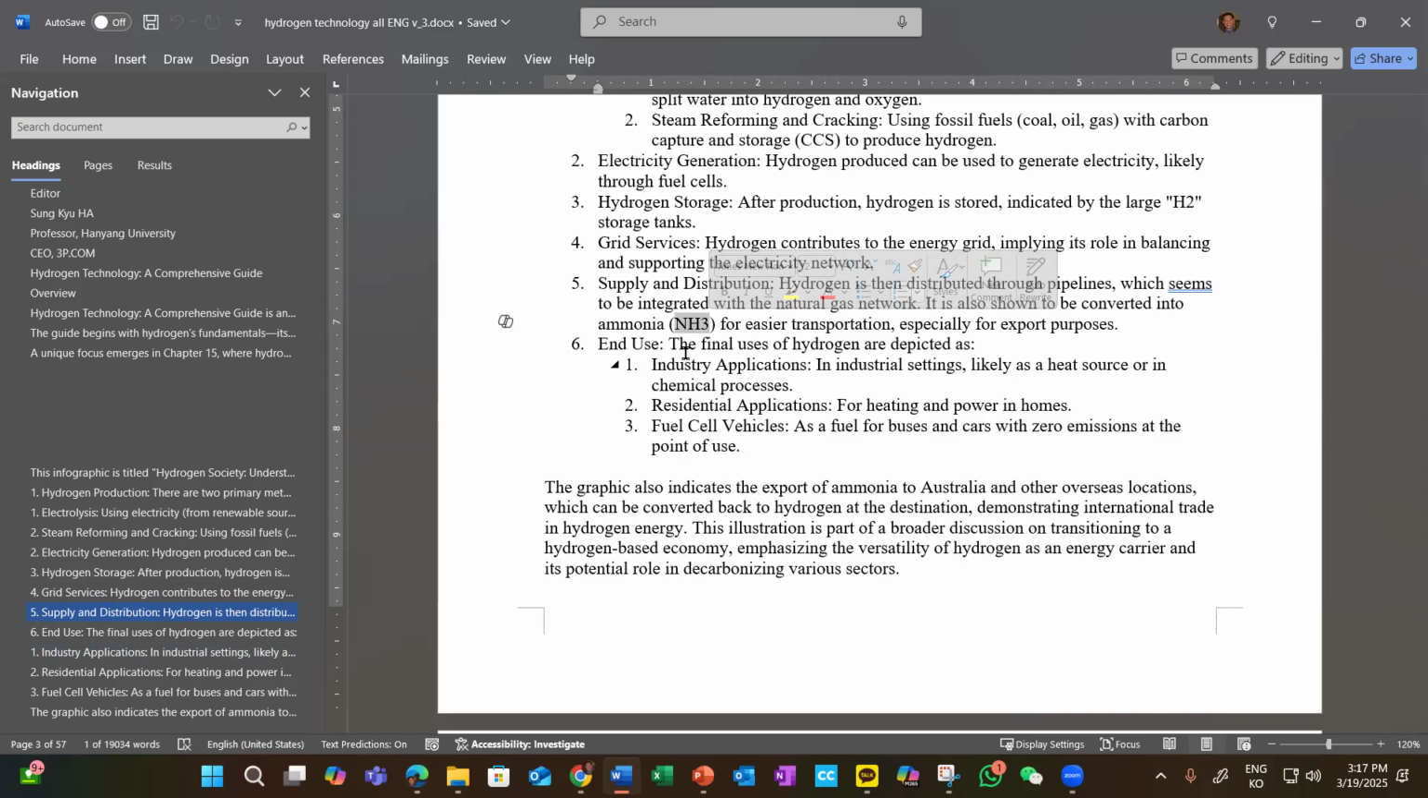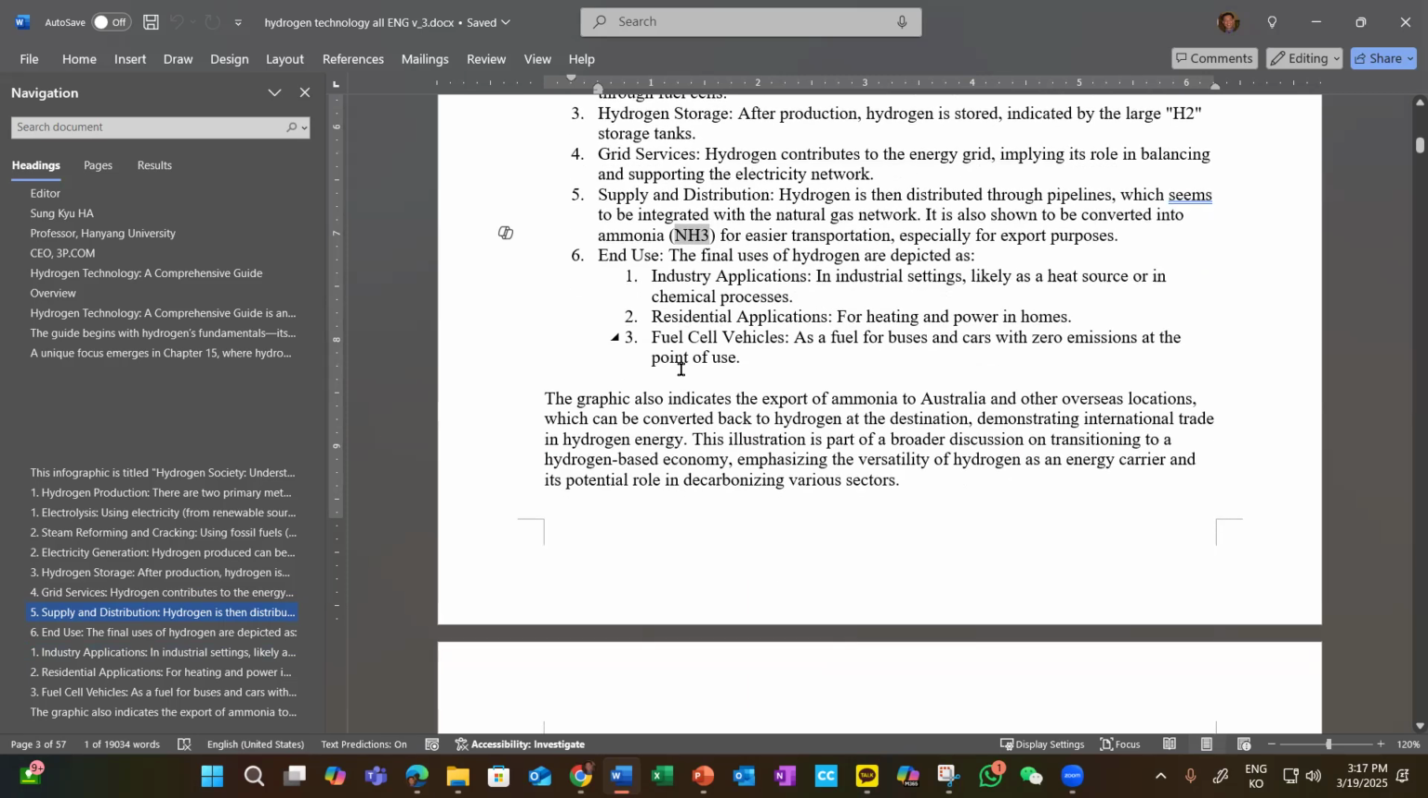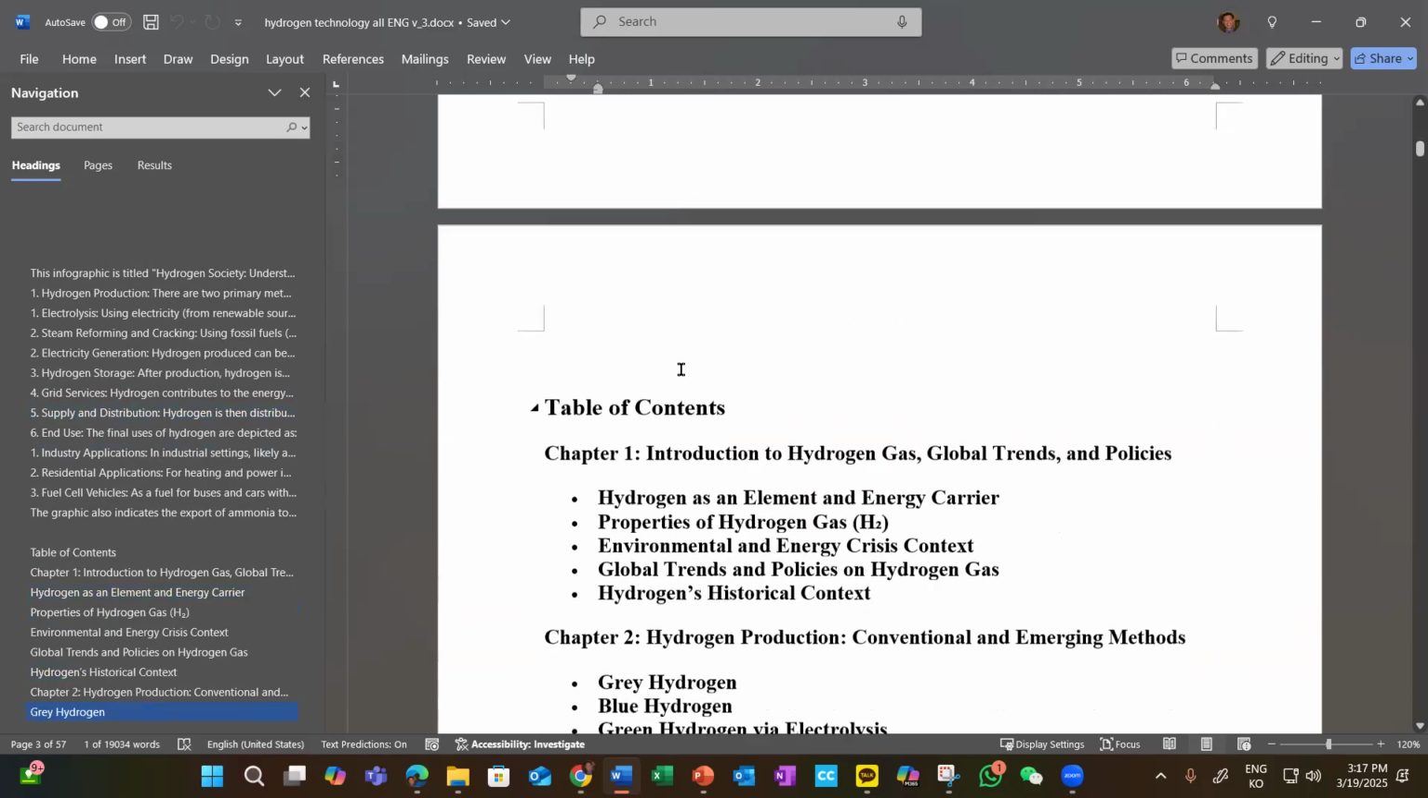This is a much safer way of transportation. But there are also pros and cons. It is kind of toxic. And then we also need energy for converting hydrogen to ammonia, and then also ammonia back to hydrogen. We lose energy. So that is also an important concept.